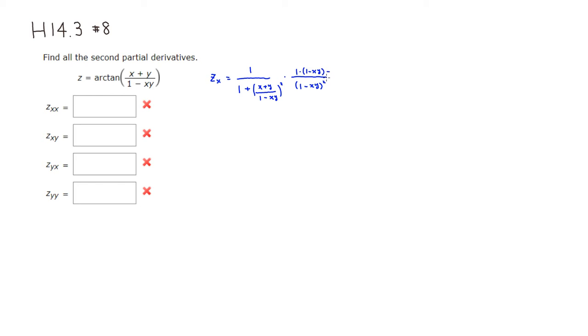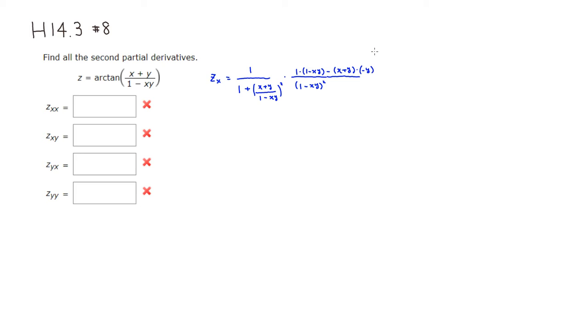minus the numerator. So numerator is x plus y, multiplied by the derivative of the denominator. So partial of 1 with respect to x is 0, and the partial of negative xy with respect to x is negative y. So we get that, right?